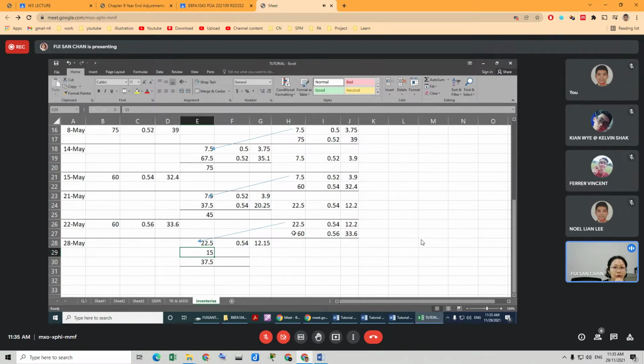So after we take 15, how many units remain here? Out of 60, we take 15. How many units remain? 45. 45, yes. 45, okay.